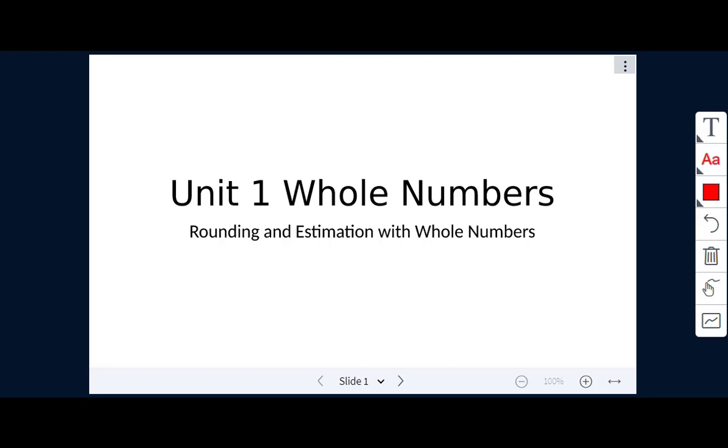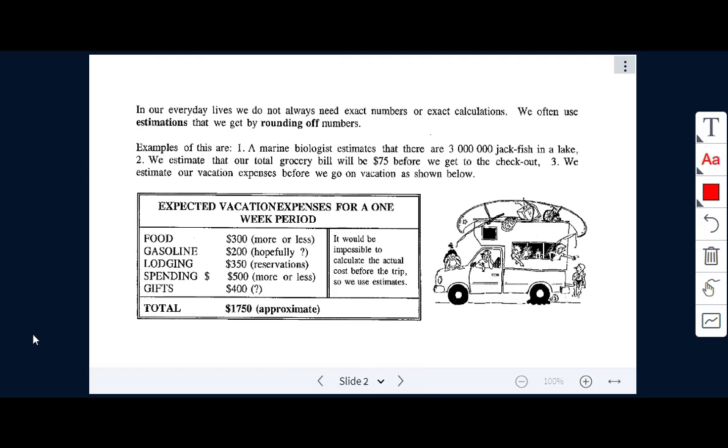Okay, so our next topic in this unit of whole numbers is rounding and estimation with whole numbers. And I'm going to quickly go through some examples on rounding and estimating, and then we'll do some class examples, and then you guys can get to your homework.